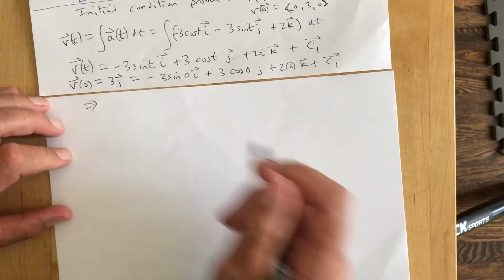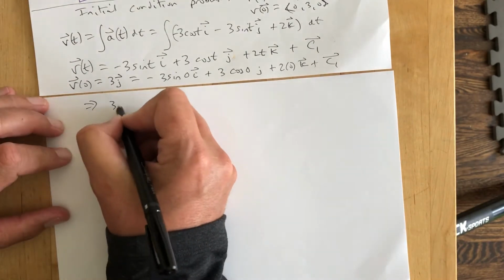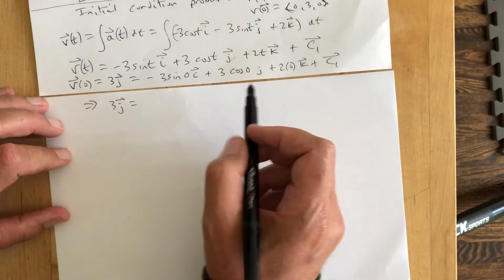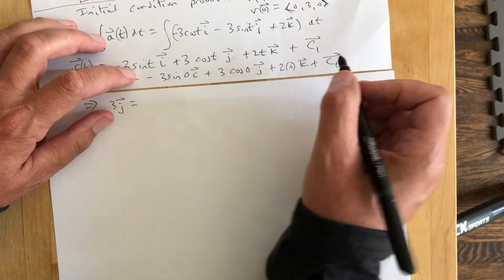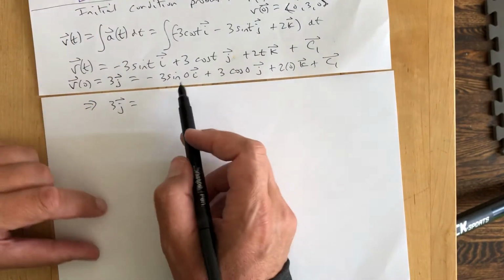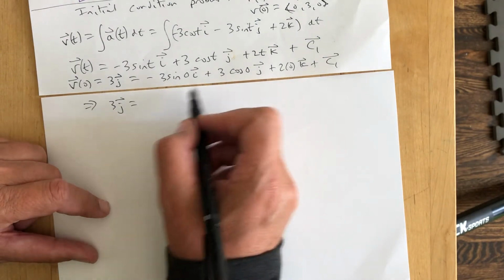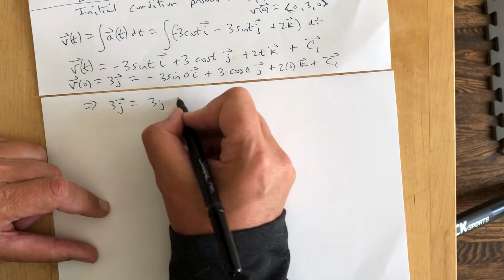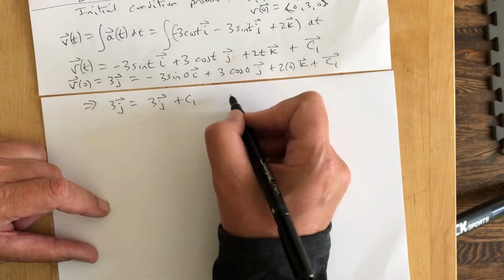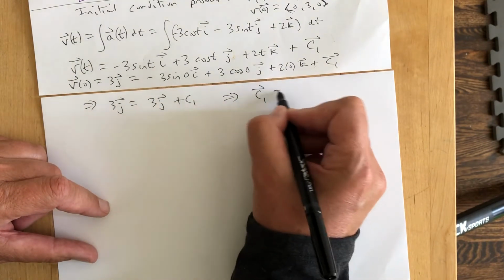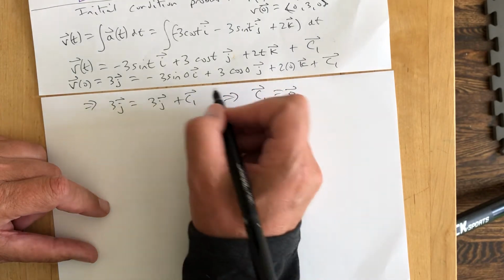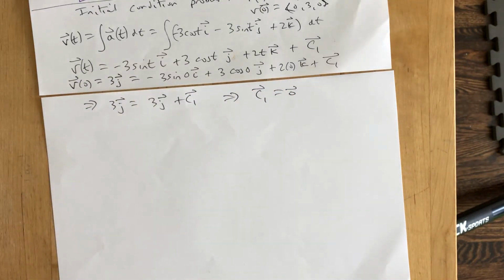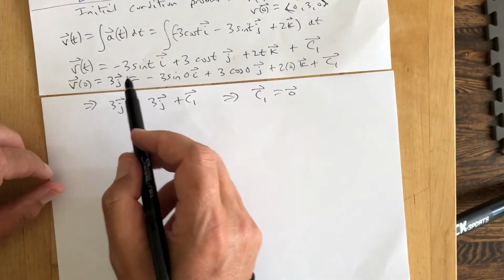And this says, am I still on there? Yeah. This says 3j equals, this should be a vector. Okay, 0 plus 3j plus 0 plus c1. And this says c1 is the 0 vector. Okay.